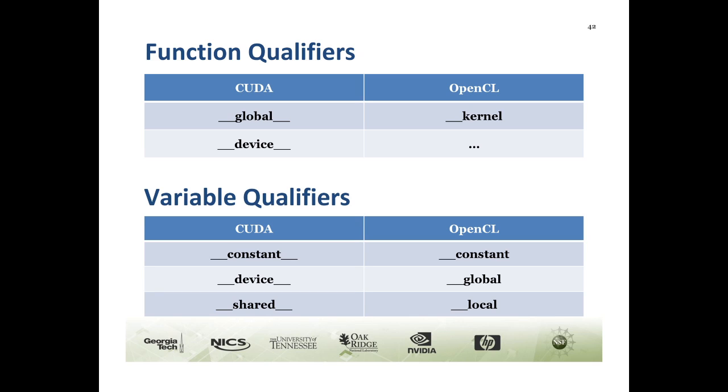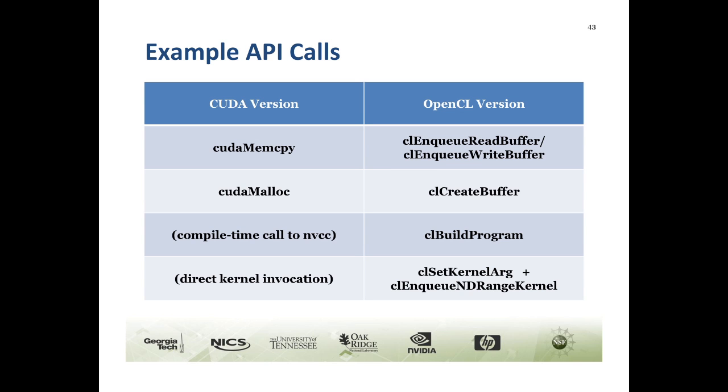Function qualifiers, in OpenCL it's underscore kernel, which makes sense. The CUDA ones have historic meaning, but they're sometimes confusing. And then the variable qualifiers here, you've got what I mentioned earlier: device memory, global memory, shared, local, what I've already mentioned. And then here you have example API calls and some of the things that you need to do.